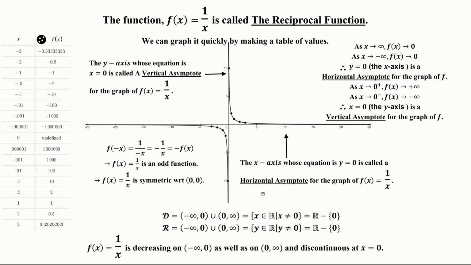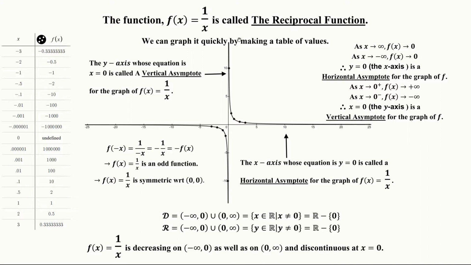All right, notice that the function is decreasing, right? Both in this region. Remember, you always look from left to right. What's happening to the y values? They're becoming smaller and smaller. And the same happens in this region. So it's decreasing on negative infinity to 0 as well as on 0 to infinity. And it's discontinuous at x equals 0. It's continuous everywhere else.